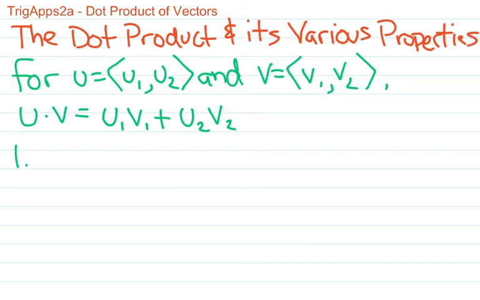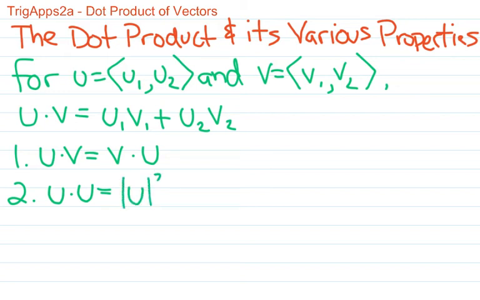The very first property is the fact that u dot v is the same as v dot u. So u dot v equals v dot u. The second one is when you create a dot product between a vector and itself, you get the magnitude of u squared. That'll show up a little bit later. We'll get familiar with that. The third one is that if you take the 0 vector and dot it with any vector, you get 0. Not multiply, sorry, dot.